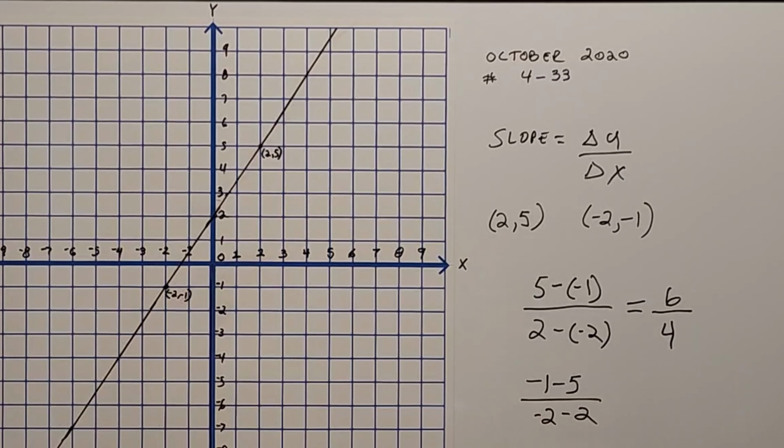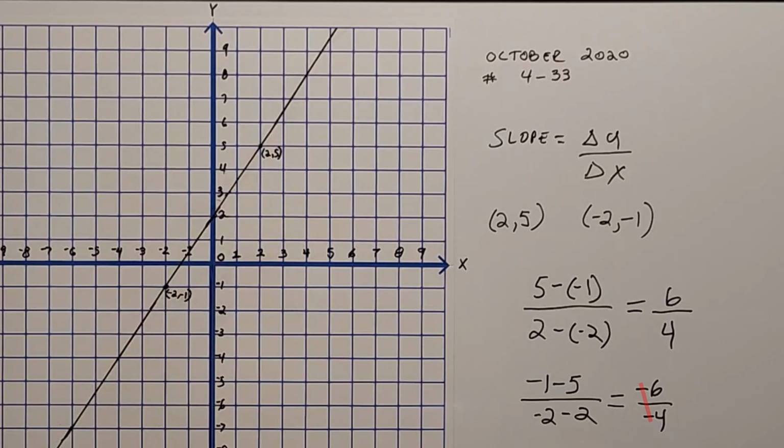Now, in the lower fraction, what we have is -1 minus 5, which is -6 on the top, and -2 minus 2, which is -4 in the denominator. So it's the same. The numerator of the lower fraction is the negative of the numerator in the upper fraction, and the denominator of the lower fraction is the negative of the denominator in the upper fraction.